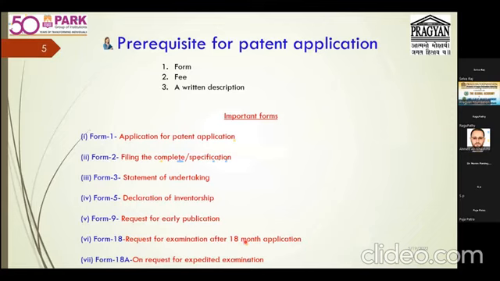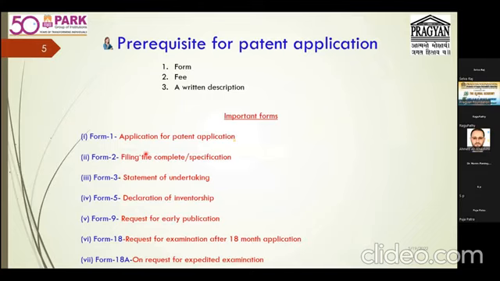And when you go for the important forms, these are the forms available in the patent office: form 1, form 2, form 3. These forms are mandatory for us. When we talk about form 1, we always use it for the patent application. Form 1 is applicable for patent applications, and form number 2 is for filing the complete specification.